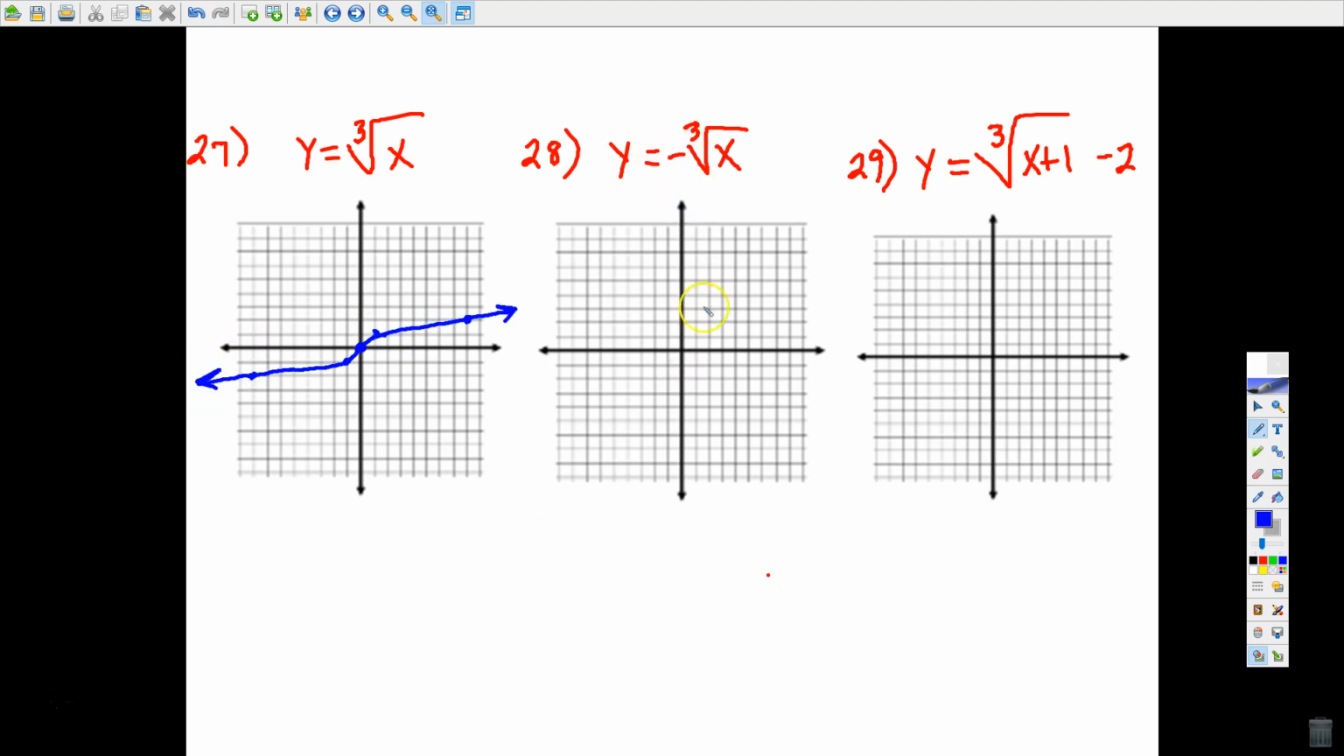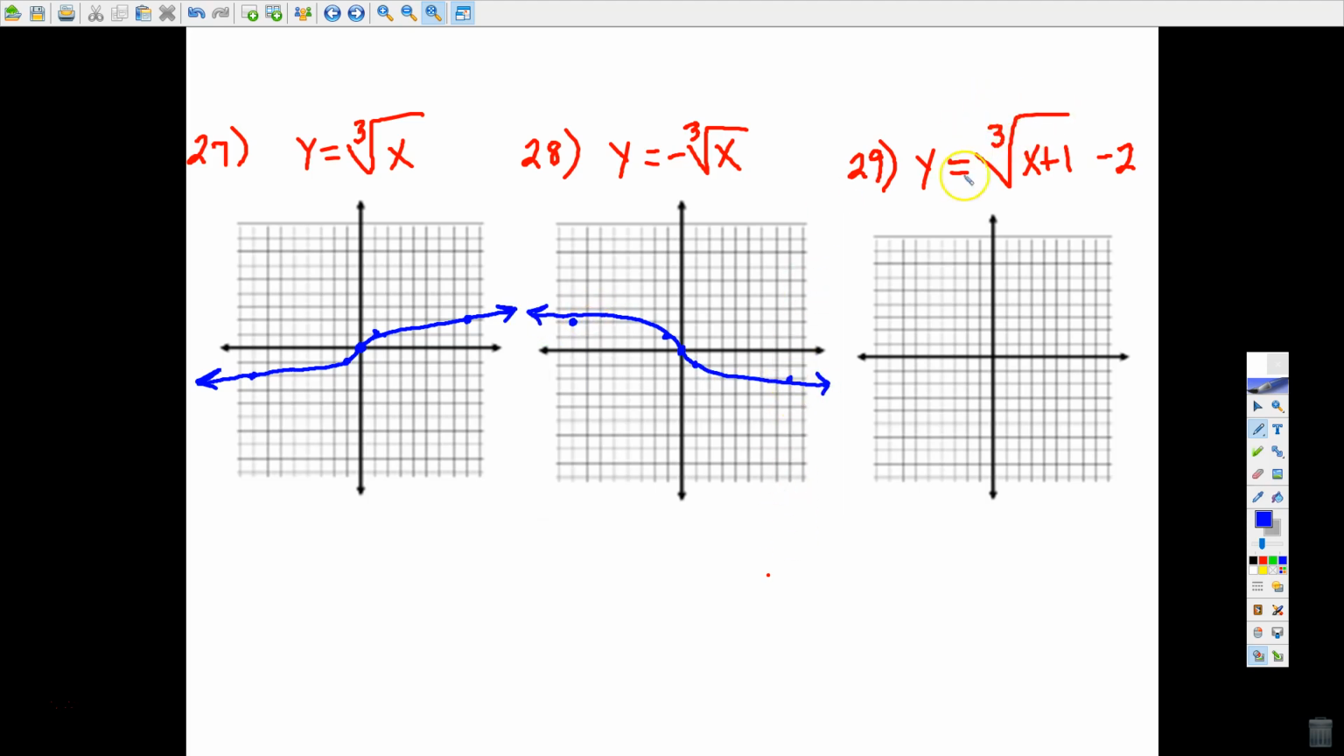When you put a negative in front of it, it just flips it over the x-axis. So it makes this shape, this graph. You can see how it kind of turns around and goes the other way.